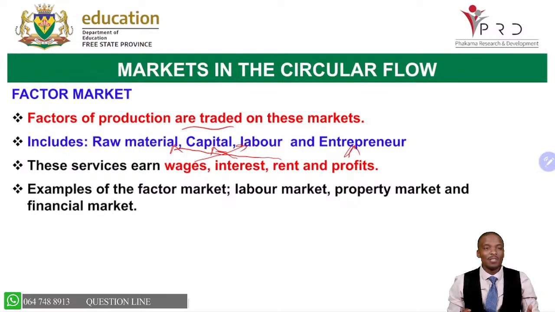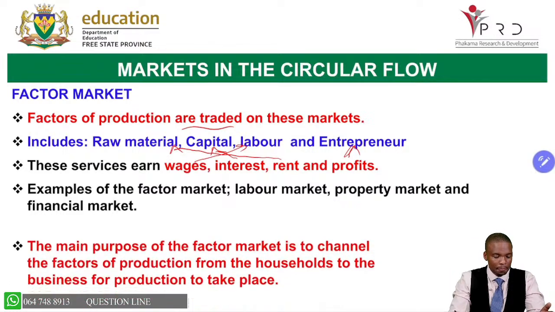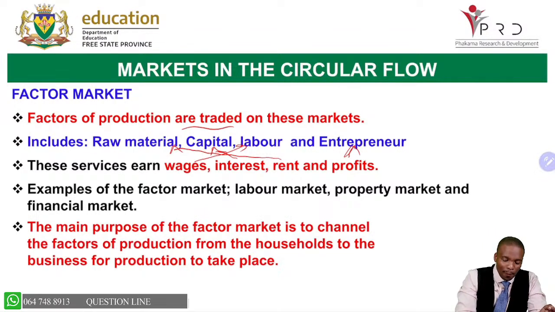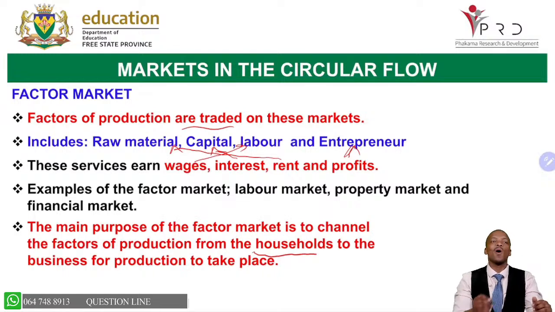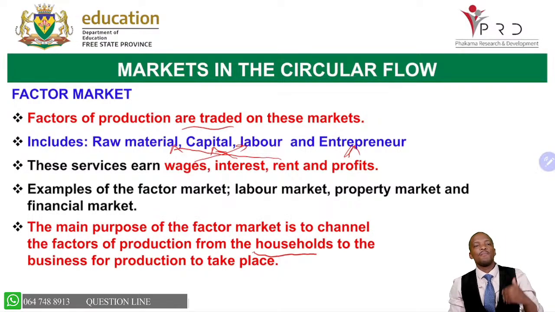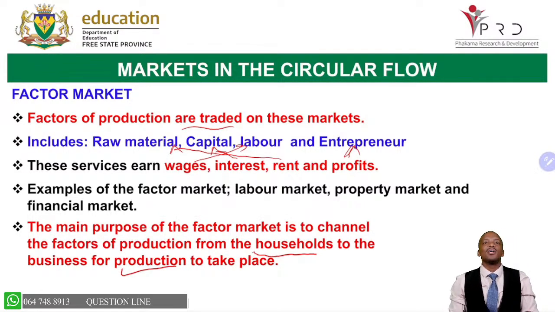The other one is the property market, where there's selling and buying of property. Then also we've got what we call the financial market. The main purpose of the factor market is to channel the factors of production from households, who are the owners of those factors of production, to the businesses so that production of goods and services can take place.